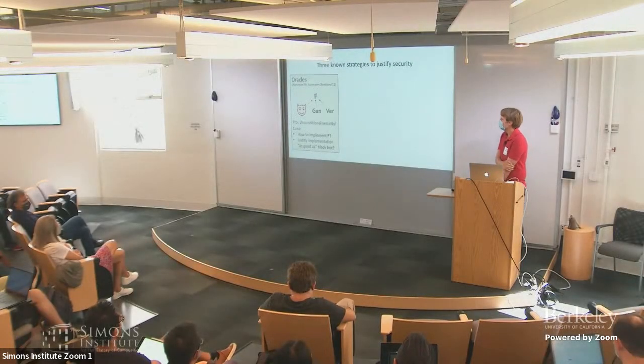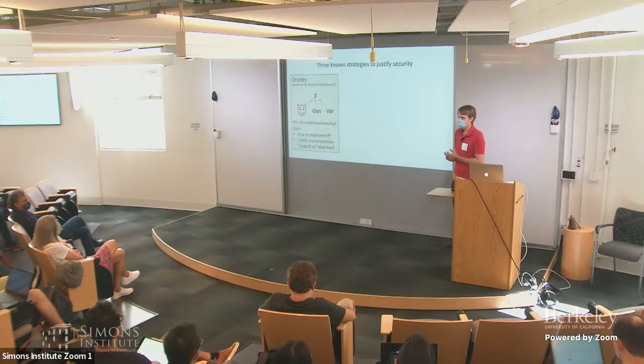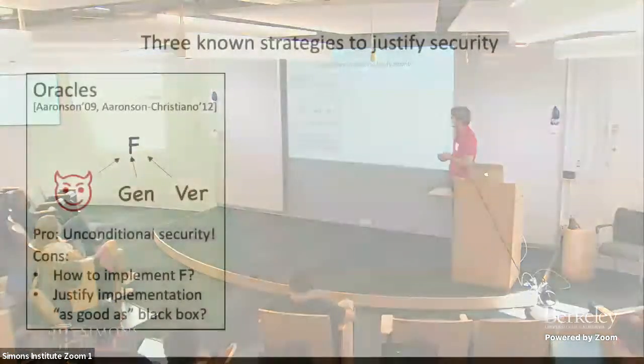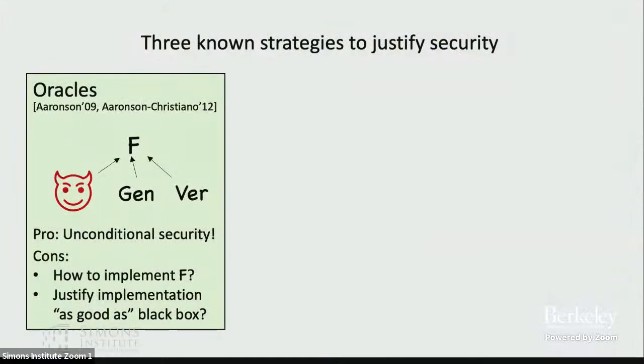Okay, so we basically have three strategies to do this right now. What are the strategies? The first is to move into a relativized setting, to assume that you have an oracle of a particular structure. This was done by Aaronson and Christiano, and some of the more recent schemes also have proofs relative to oracles.